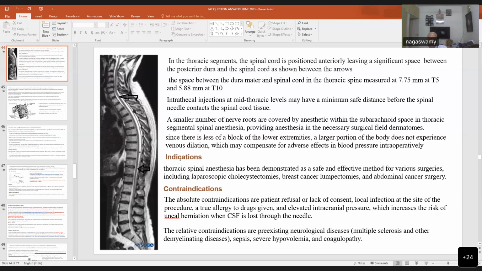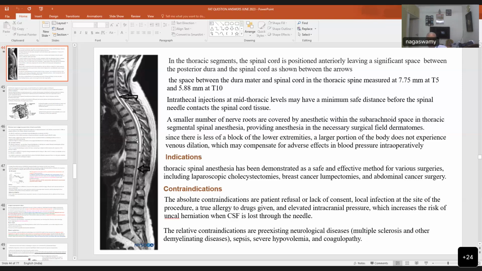Now coming to the indications. Thoracic spinal anesthesia is demonstrated as a safe and effective method, contrary to the earlier belief that if you put a drug in the thoracic subarachnoid space, immediately your cardioaccelerator fibers arising from T1 to T4 will be blocked and the patient will have severe bradycardia and may even have arrest. All that has been taught earlier, so we were worried about giving any injections in the thoracic region. But it has not been proved to be so.